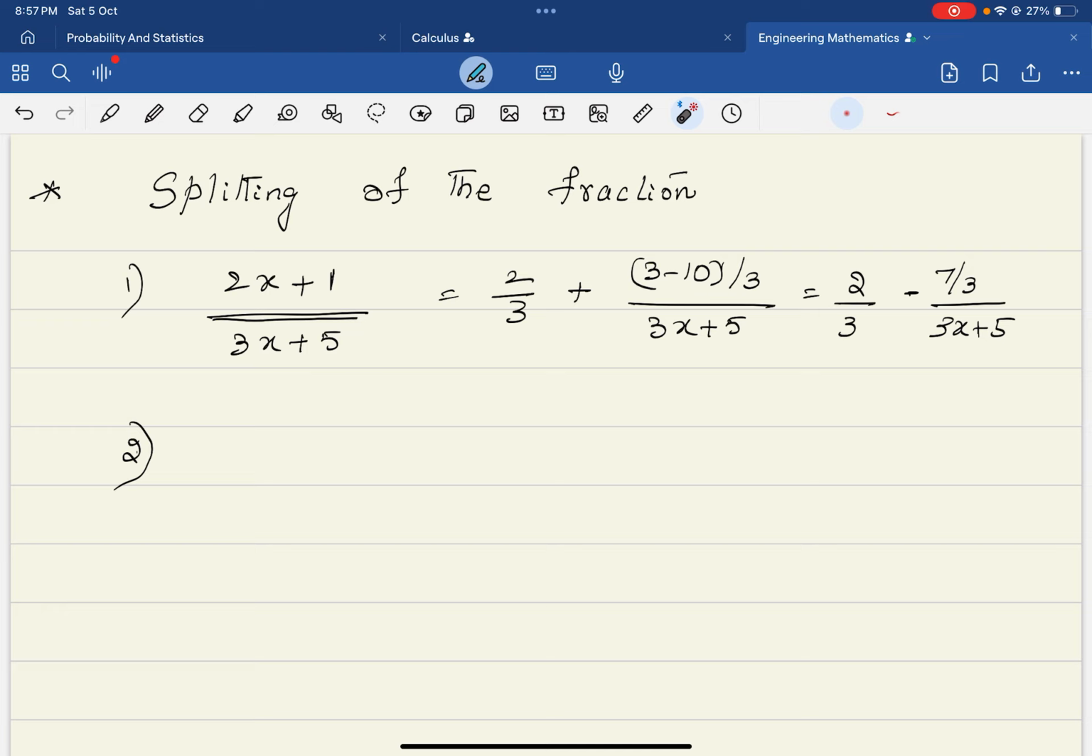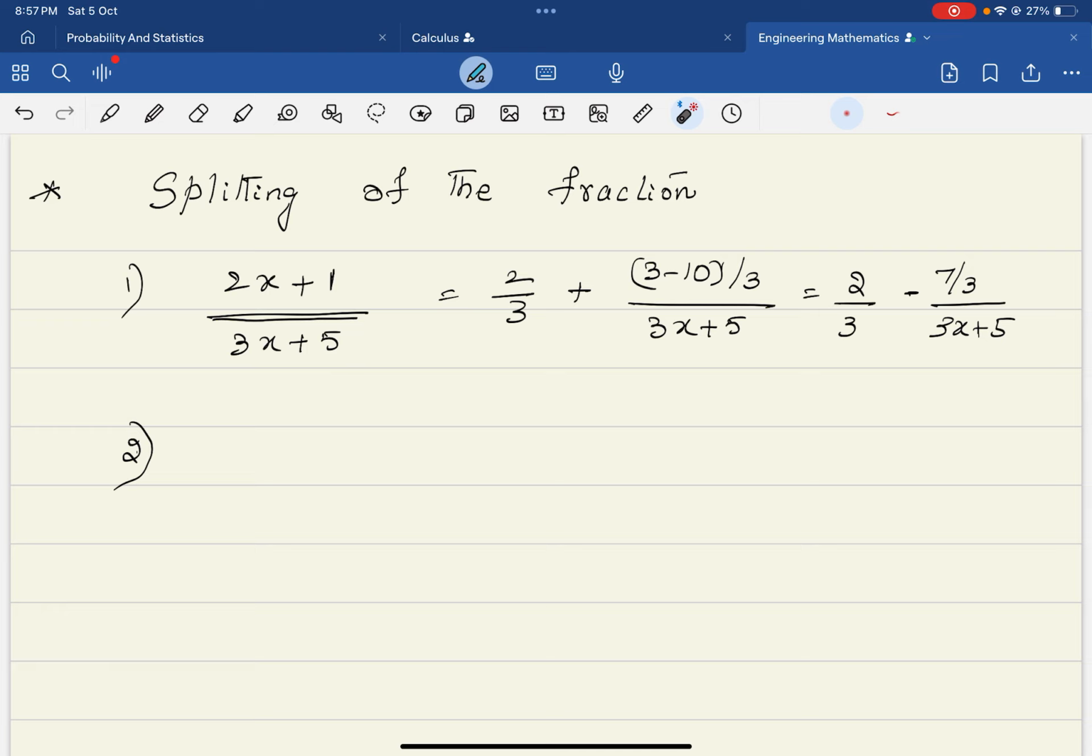We split this in this way. First, 2/3, which is always common, and we write it like this, plus the following. What we do is cross-multiply diagonally: this into this, minus this into this. So 3 into 1 is 3, minus 5 into 2 is 10. This is over the denominator's x coefficient, which is 3.